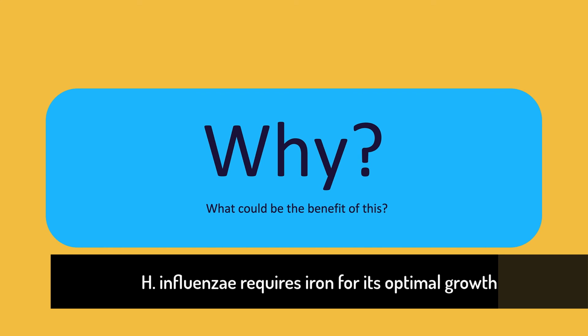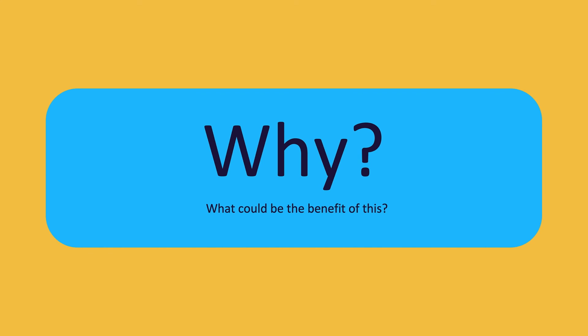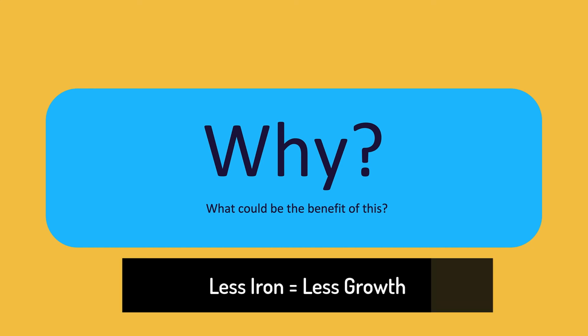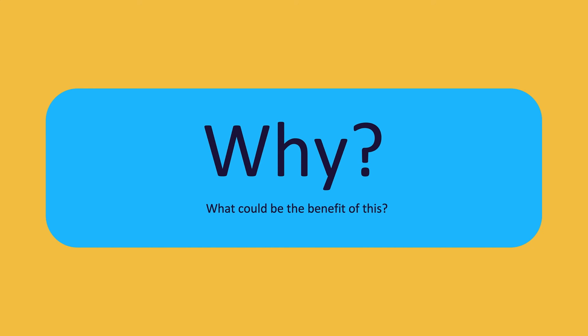This bacteria requires iron for its optimal growth. And by limiting the amount of iron present in blood, body is trying to protect us from letting this bacteria grow. So perhaps this is one of the reasons, but we do not know for sure, as I told you. So this is the pathophysiology of anemia of chronic disease.